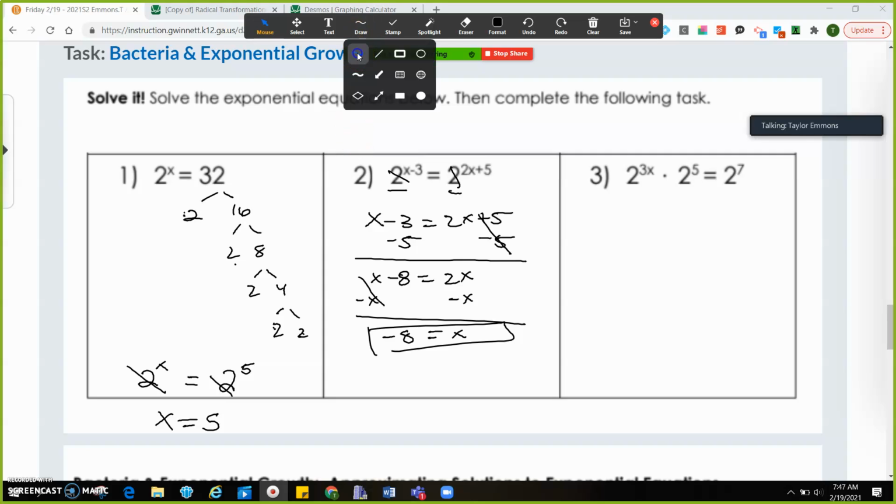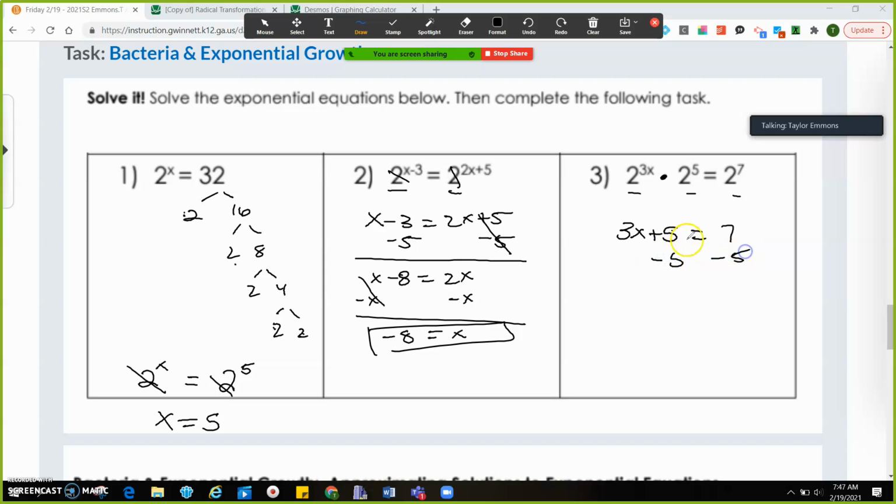Okay, so on number 3, we see that the bases are all the same. That's great. Okay, but we do have to remember what our power rules mean. So if we are multiplying by the same base, we're going to add our exponents. And then we're going to set it equal to the other side. So it's kind of like your exponents create like a little equation for you. And then now we're just going to solve.